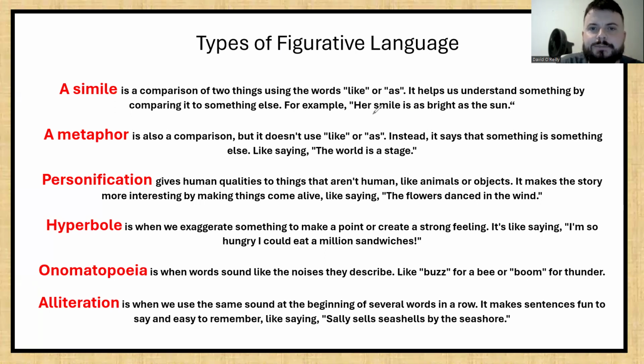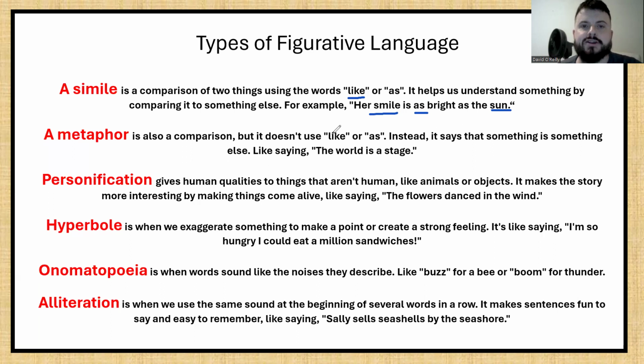So we're comparing her smile with the sun, and we're using the word as. Okay, we're saying her smile is as bright as the sun. We could use the word like. We could say her smile is like the sun. That would also be a simile. Okay, now if that's a bit confusing, don't worry, because we are going to look at some examples in a minute.